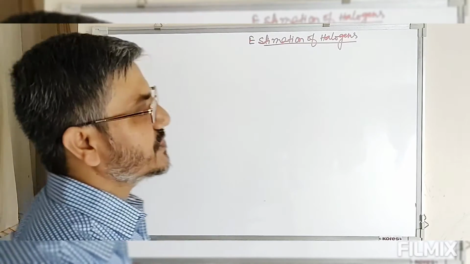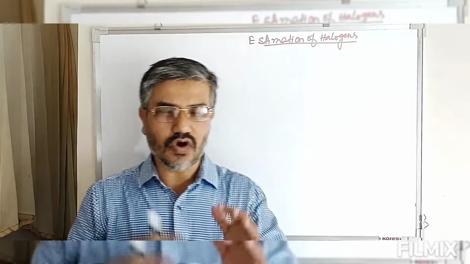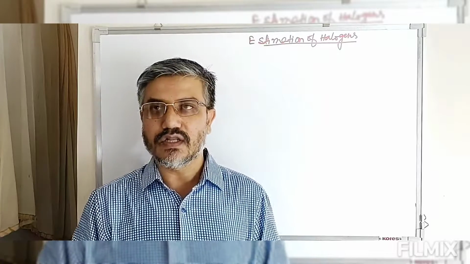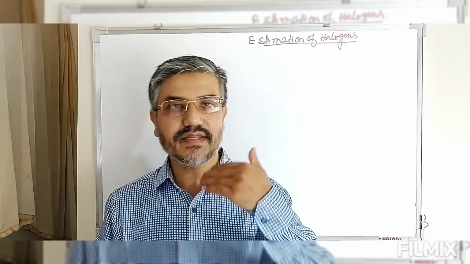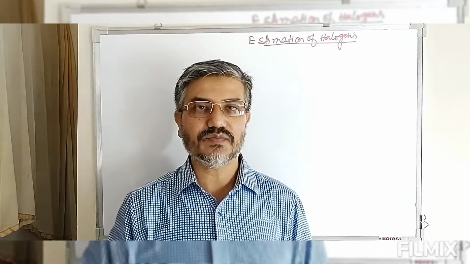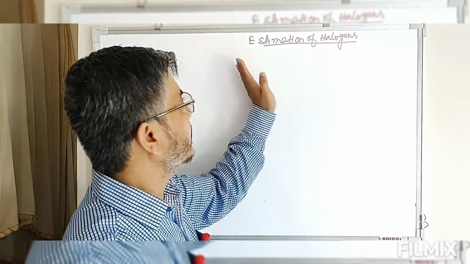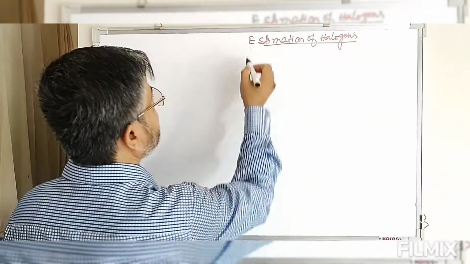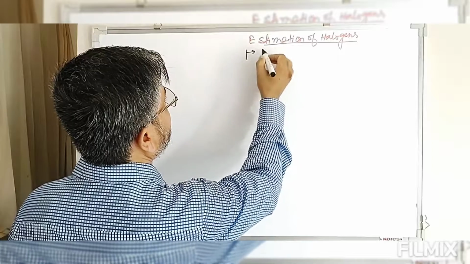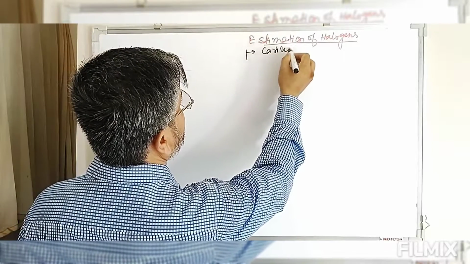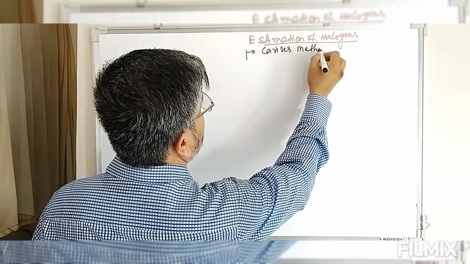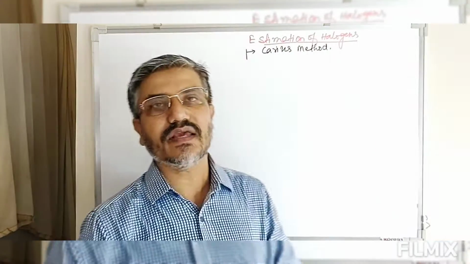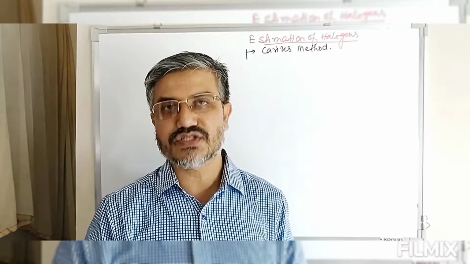Next we have estimation of halogen. An organic sample may contain fluorine, chlorine, bromine, iodine. Now this organic sample containing halogen, we have to identify the percentage of halogen, that is what we call estimation of halogen. This estimation of halogen is done by a method known as Carius method. So this is carried out in a tube known as Carius tube.